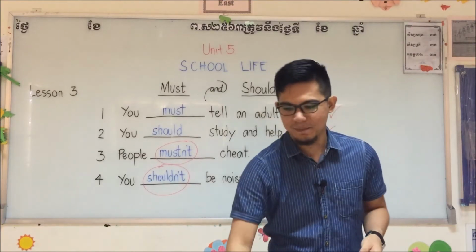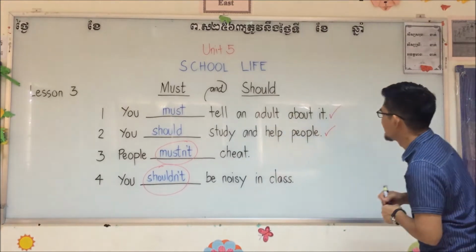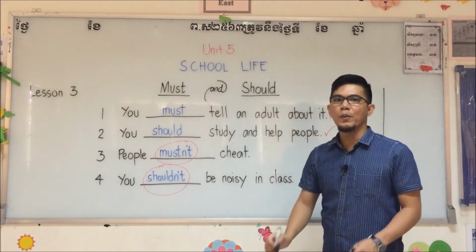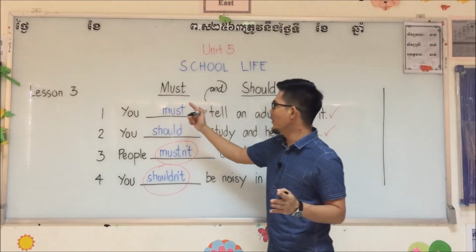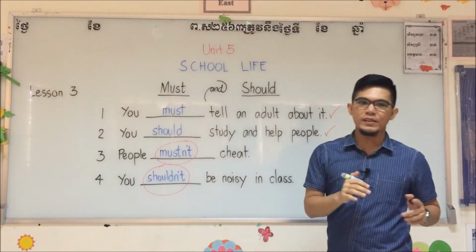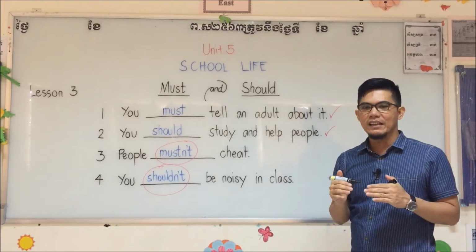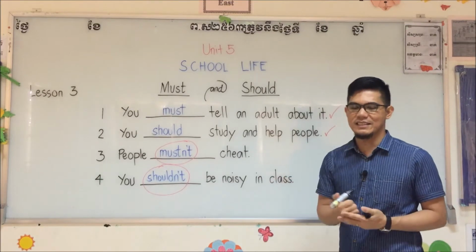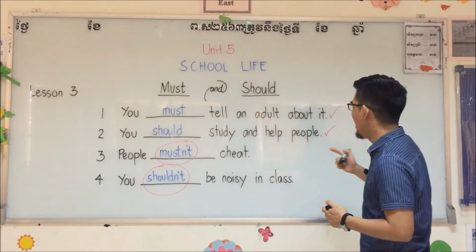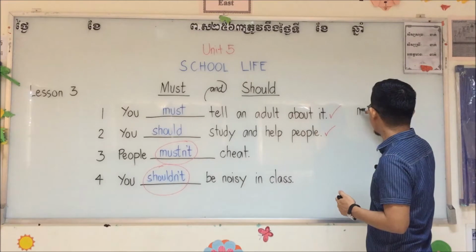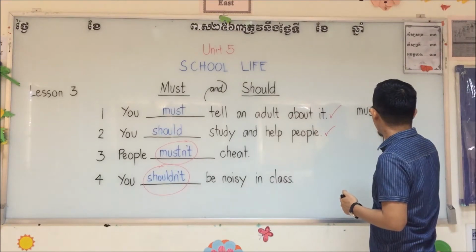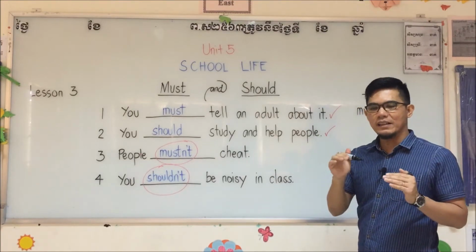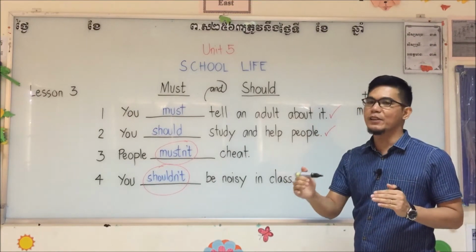Let's summarize. What modal verb do we use for rules and recommendation sentences? It's must. We use must. Is it a positive? Yeah, not only a positive, but this is for rules and recommendation.